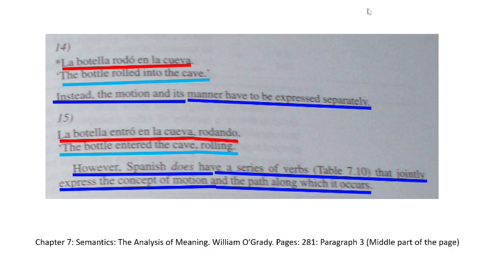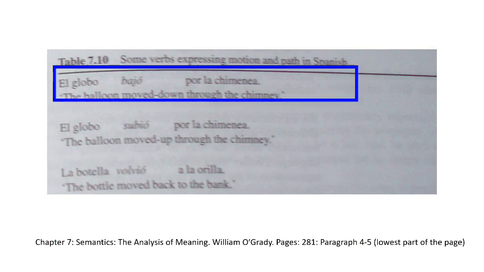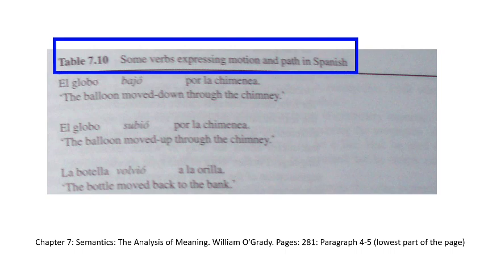However, Spanish does have a series of verbs, table 7.10, that jointly express the concept of motion and the path along which it occurs. Table 7.10. Some verbs expressing motion and path in Spanish. El globo bajó por la chimenea, meaning the balloon moved down through the chimney.